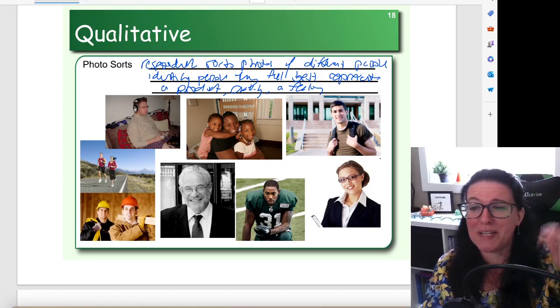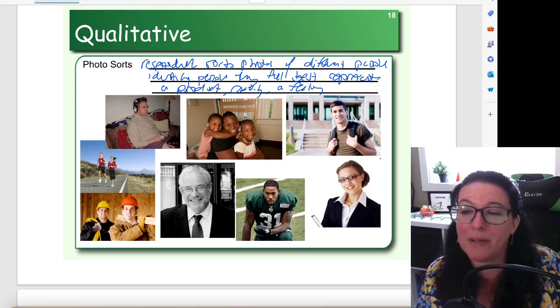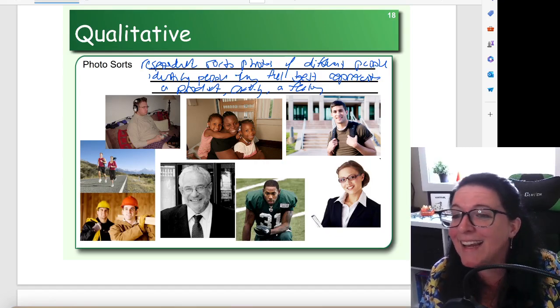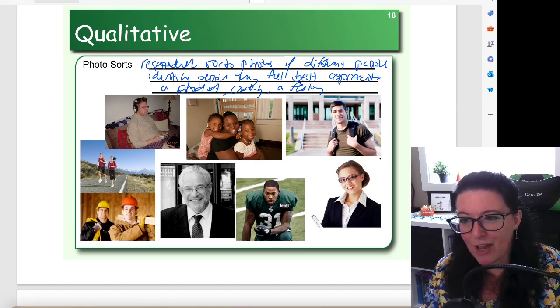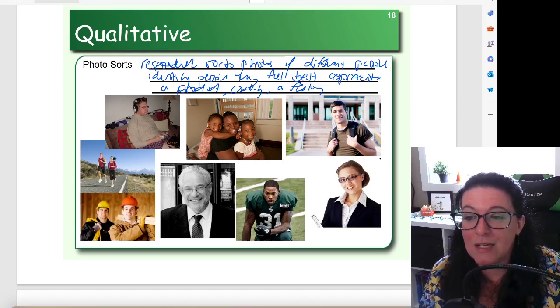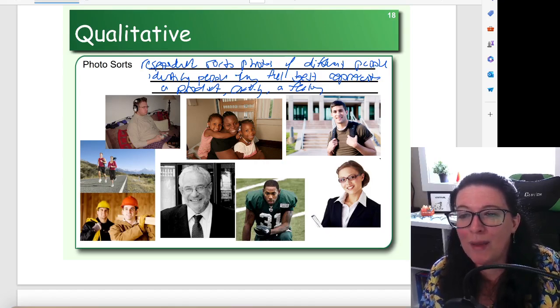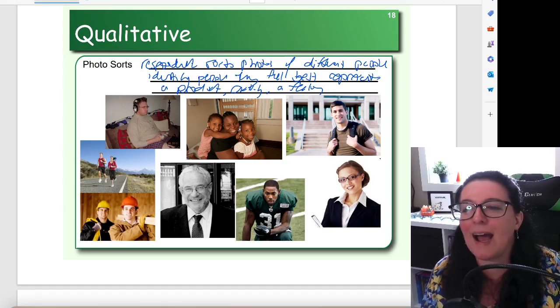We can do research on compatibility, on dating. What are people looking for in terms of a date? Who do they match up with on an online app?